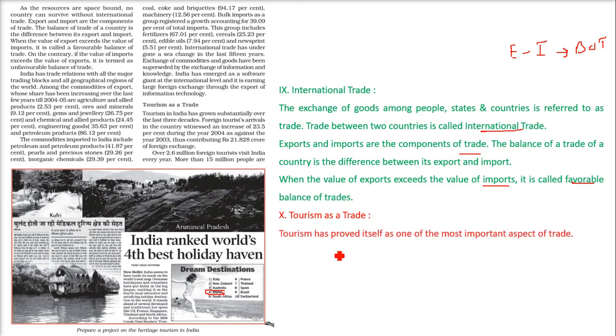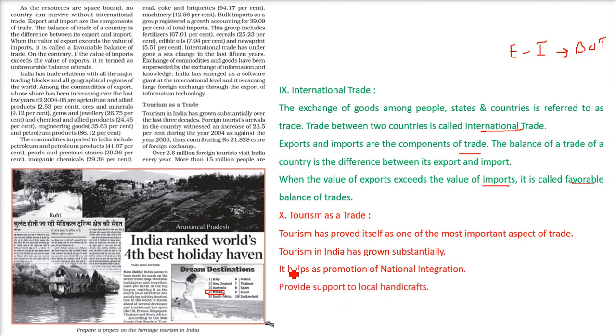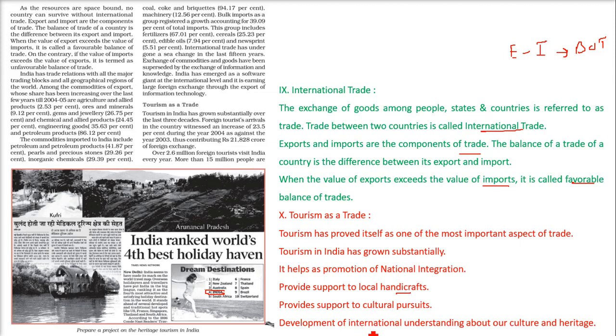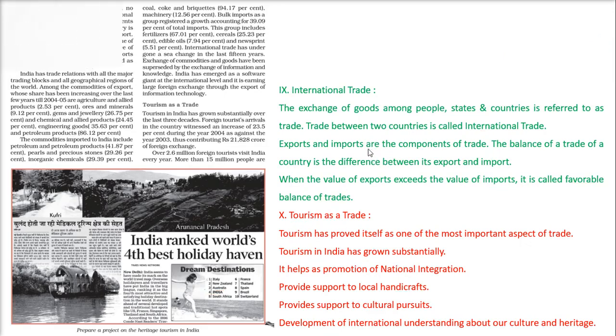Now, tourism as a trade. Tourism has proved itself as one of the most important aspects of India as a trade. Why? Because we have a very good stretch of latitude and longitude. So we have everything here: desert, mountains, plateaus, rivers, ocean. We have culture, tradition, historic monuments. So tourism in India has grown substantially. It helped in the promotion of national integration also. It provides support to local handicrafts, local people, and cultural pursuits also. Development of international understanding about culture and heritage is also related to tourism.